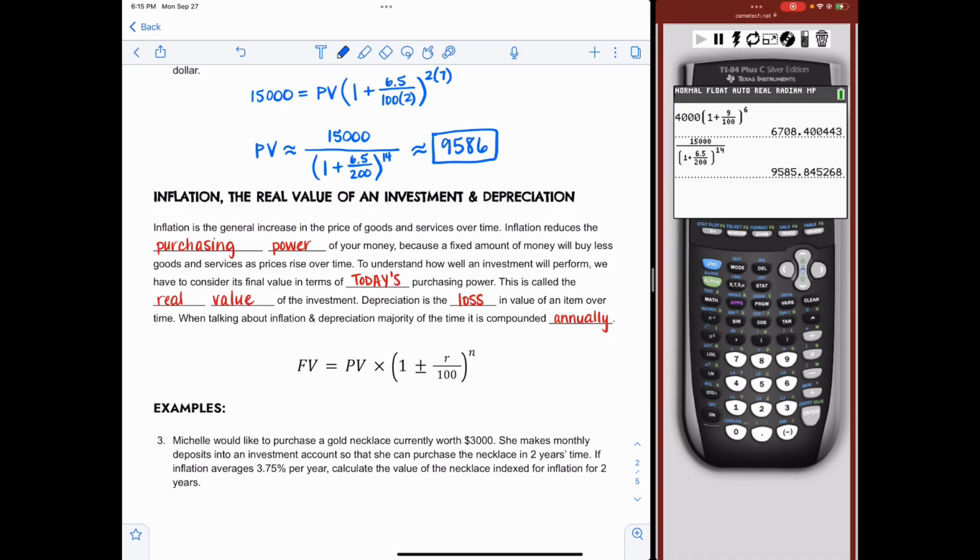And we know that when we multiply by 1, nothing changes. And then we also see that we can have plus or minus because your values can go up or your values can go down. So let's look at a few examples.